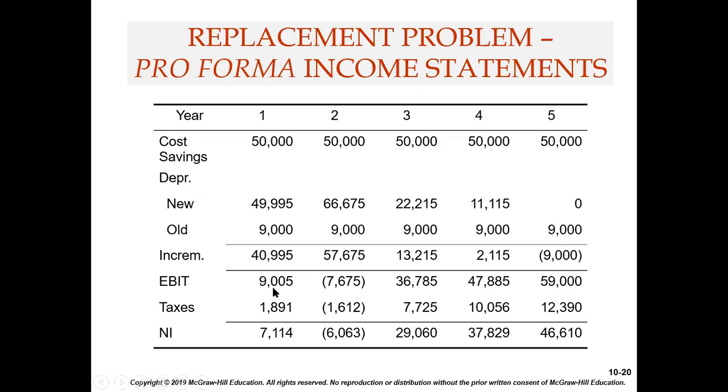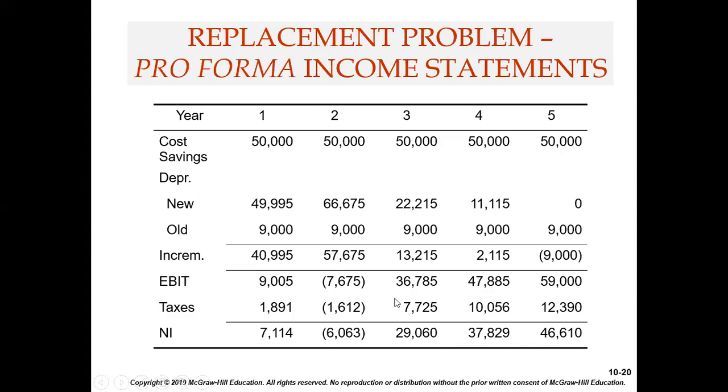So now let's see what each of the tax implications is. So we're going to multiply each EBIT by 21%, our tax rate. So that's how those results were found. So in year 1, we would have an additional $1,891 of tax, causing our net income to be at $7,114, more than it would be on the old equipment. In year 2, because this would result in more expense, we would have less in tax, so our net loss is less, which would be $6,063.